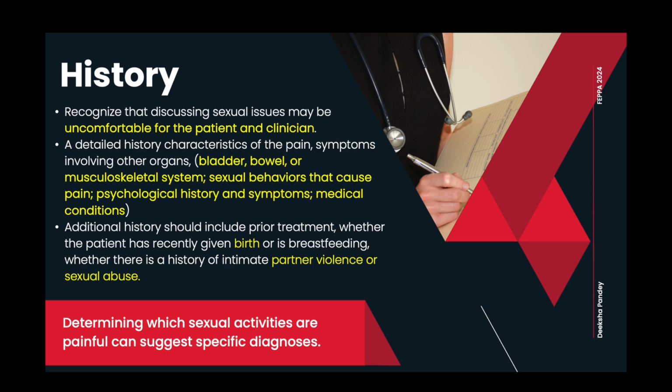Determining which sexual activity in particular is painful can suggest a specific diagnosis. You must also ask about bladder, bowel, or musculoskeletal system related issues, her psychological history, and medical conditions. Very important is to ask about a recent history of childbirth or any pelvic surgery. A history of partner violence or sexual abuse must also be noted down.